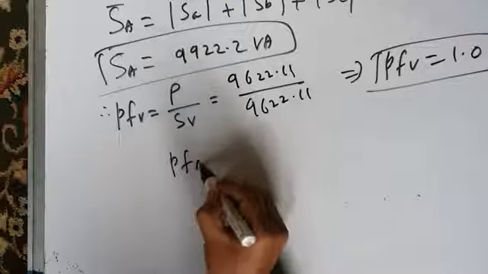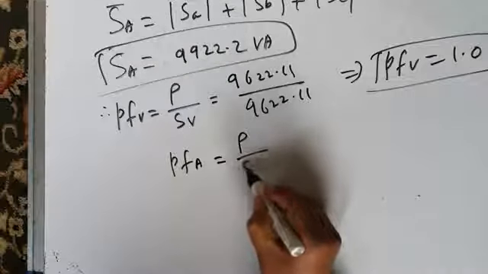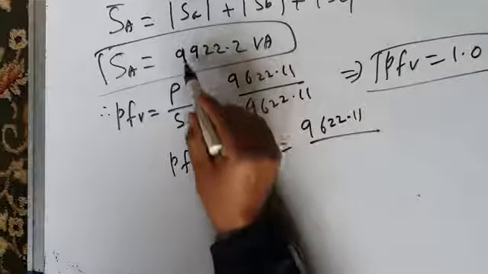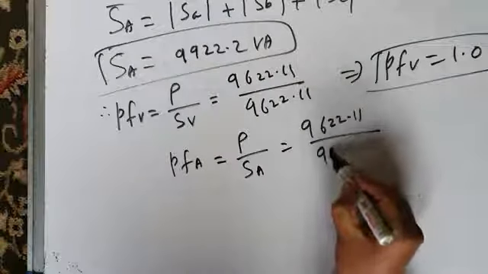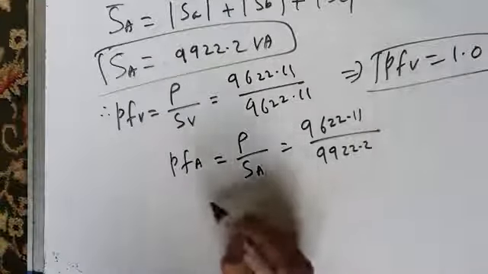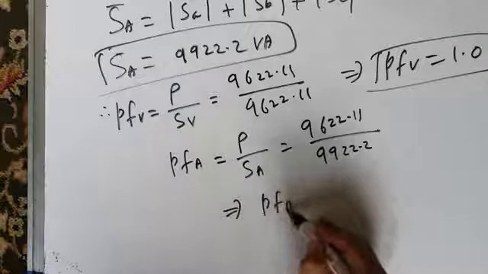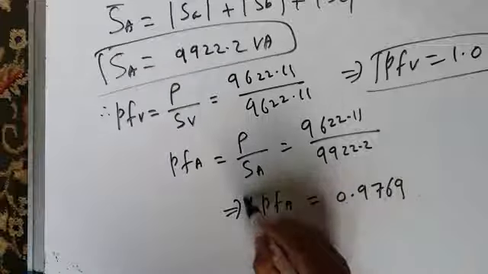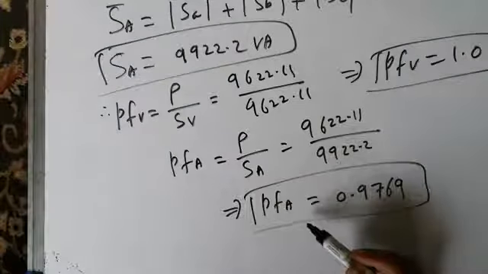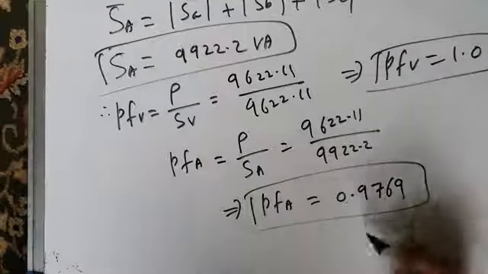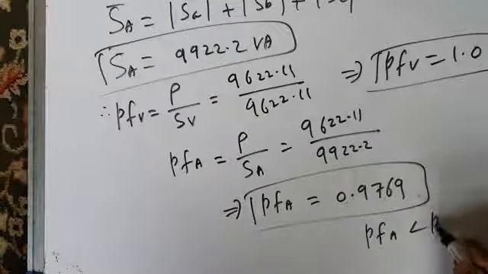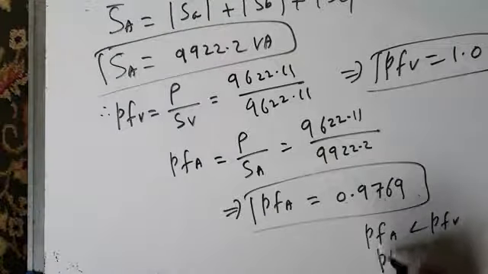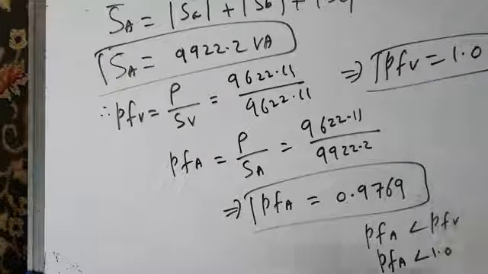What will be the arithmetic power factor? Arithmetic power factor will be P by SA. P is 9692.11 by SA. The arithmetic apparent power is 9922.2. So that will give us the arithmetic power factor, and it is less than unity. It is 0.9769. So the arithmetic power factor is less than the vector power factor, and of course it is less than unity, because the vector power factor is unity.